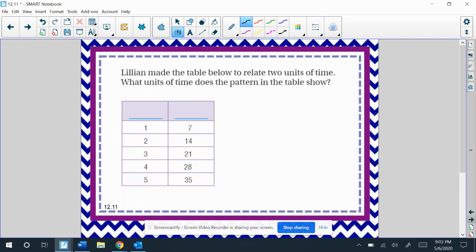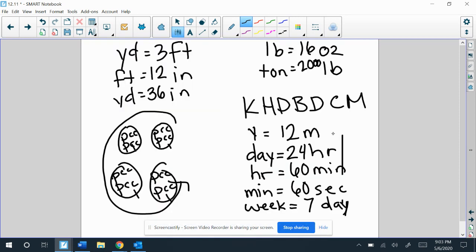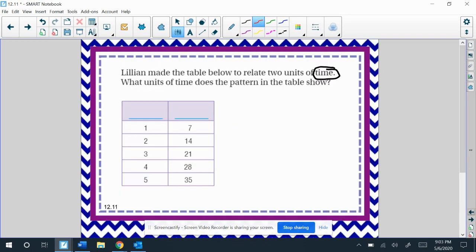Here's the first example. So Lillian made the table below to replace 2 units of time. What units of time does the pattern in the table show? Well, we have this word right here that's going to tell us what units to use. It says time. That tells me that I'm going to be using all of this right here. Well, let's take a look at it. I hope you wrote yours down.